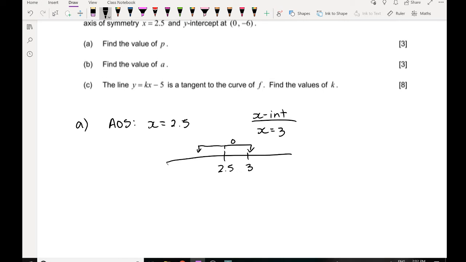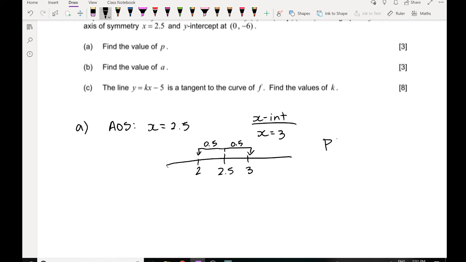So if the x-intercept at 3 is 0.5 above the axis of symmetry, the other x-intercept must be 0.5 the other way. So my other x-intercept is at 2, so that means that p is equal to 2. And so I'm done with that one there. So that ends up being 3 marks, I suspect just for the reasoning involved to get to that point.